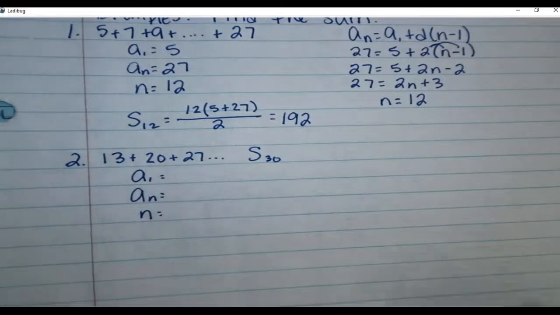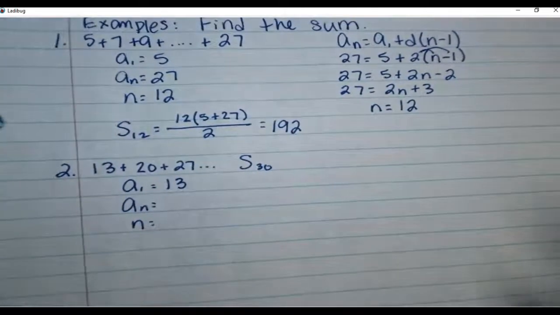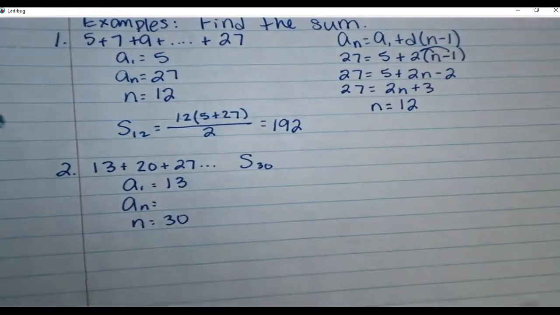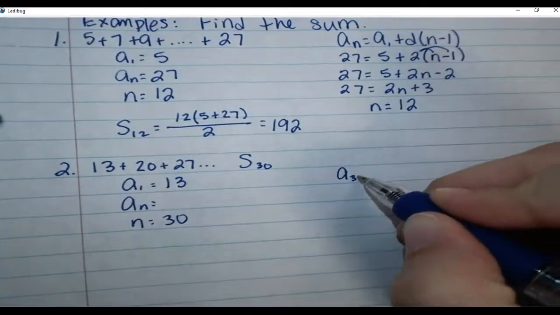So what's our a1? 13. What's our an? We don't know. What's our n though? 30. Good. So in this one, we have to find an. Again, we can do that with our explicit formula. So we're looking for the 30th term.